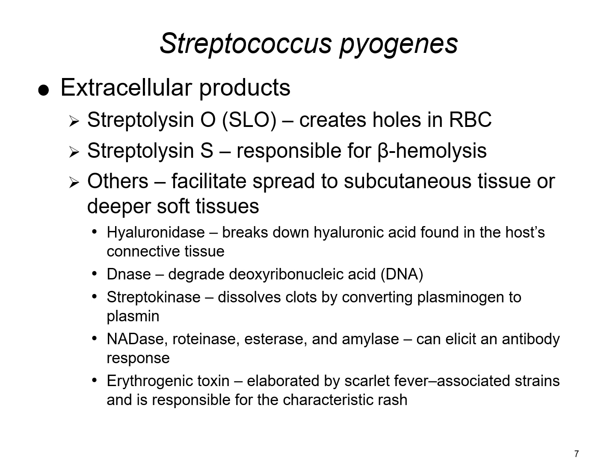Next we have streptokinase. Streptokinase is an enzyme that actually dissolves clots by converting the plasminogen to plasmin. And then you also have a couple of other extracellular products that will elicit an antibody response, like the NADase, proteinase, esterase, and amylase. Those will all create some sort of antibody response once that organism is present within the body. And then the last one is your erythrogenic toxin. It is elaborated by scarlet fever associated strains, and it is actually responsible for that characteristic rash that you will see when you have an infection that results in scarlet fever.